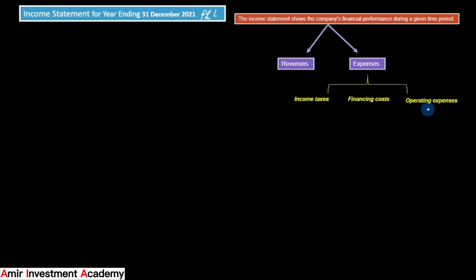The most important one is called operating expenses. You'll see what I mean when we go through the example. But generally, all the expenses that are related to the whole operation part of the company. Then we have financing costs, like loans, interest payments, all that. And then we have income taxes, the tax expense part of the whole operation.